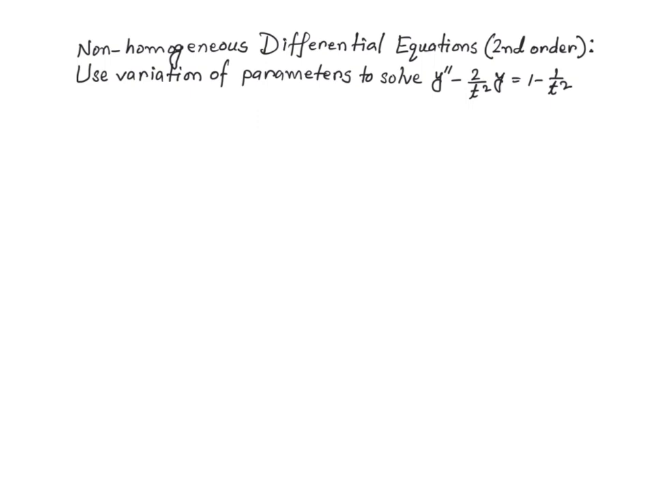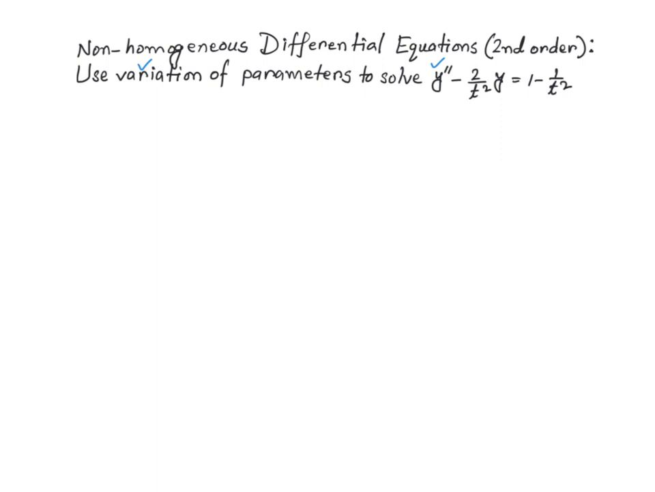In this video, I'm going to solve this non-homogeneous second order differential equation using the variation of parameters. And this is my differential equation. The way the variation of parameters works is this: we use the variation of parameters to find the particular solution, then we find the homogeneous solution and then combine them, that means add them, to find the general solution.